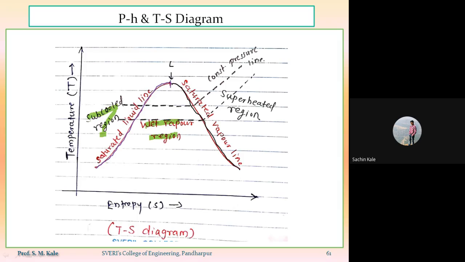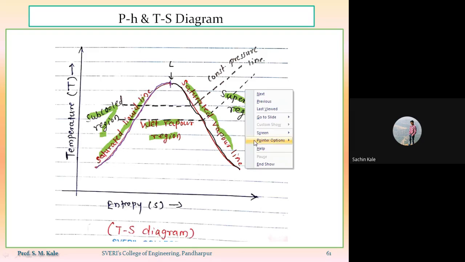That wet vapor region is also called a liquid vapor mixture. When you heat that liquid vapor mixture, it will get converted into saturated vapor. And when you heat that saturated vapor further, you will get the superheated vapor. That region will be called the superheated region. So this is the TS diagram, or the nature of the TS diagram.